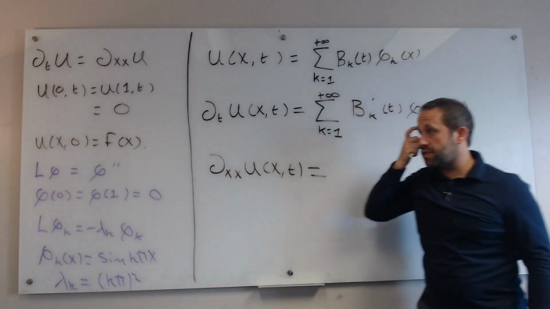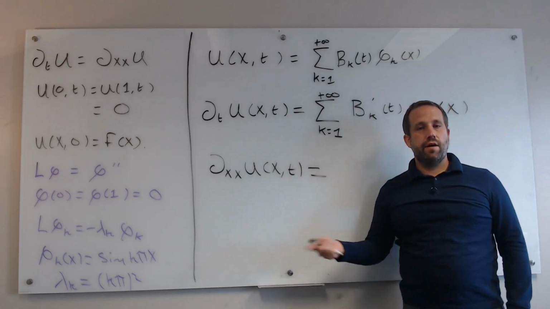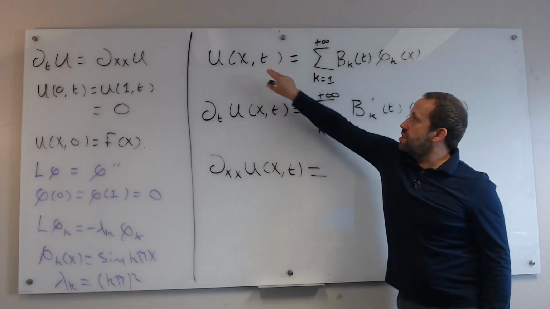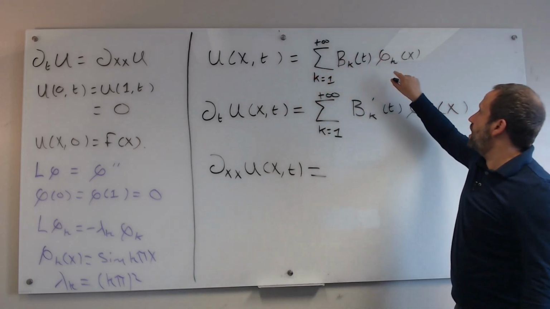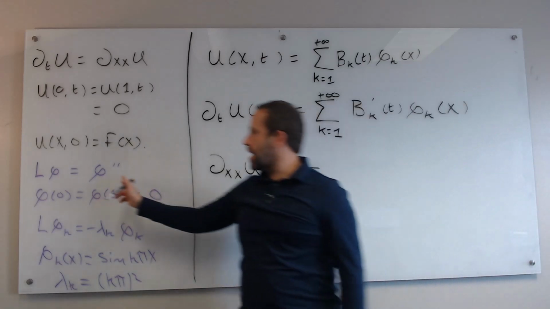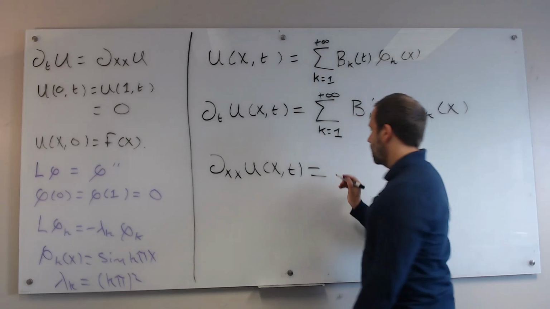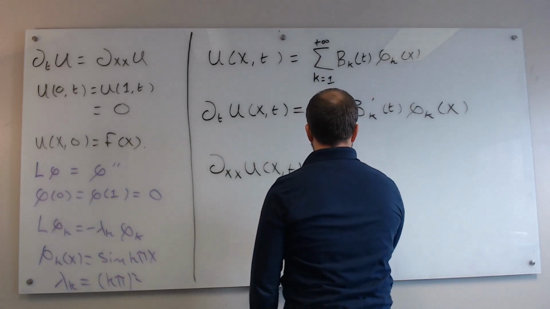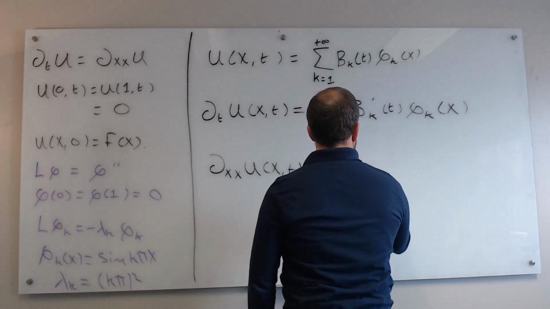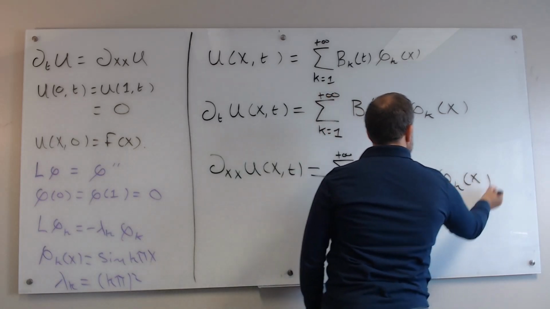Okay, that's very important, so I want to say that one more time. When I do the second derivative, if I term by term differentiate, which again, we're allowed to do based on the Fourier series theorems that we talked about, the second x derivative is only going to hit the phi k's, but that's exactly what this L operator is defined as, which is why we defined it to be that way. So now this is going to be equal to the sum k equals 1 to infinity b k of t times L phi k of x.